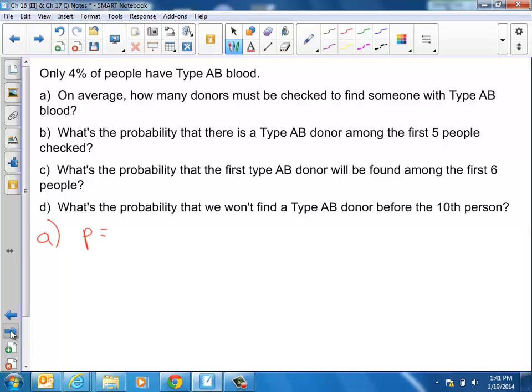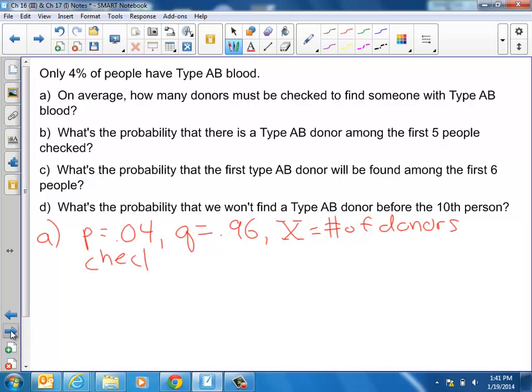We have the probability of success is 0.04. Oh, and let's back up. Obviously, we have Bernoulli trials here. You either have type AB blood or you do not have type AB blood. So the probability of failure is equal to 0.96, and we're going to let capital X be the number of donors checked until finding someone with type AB blood.